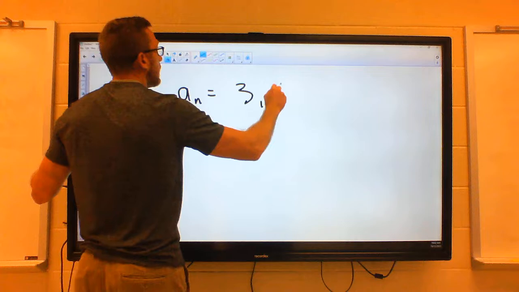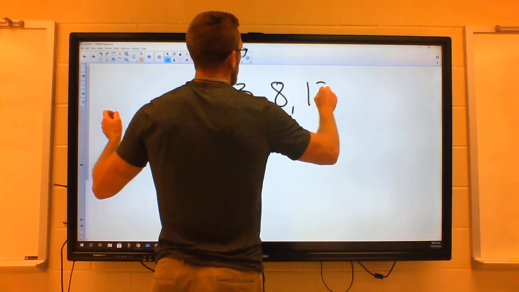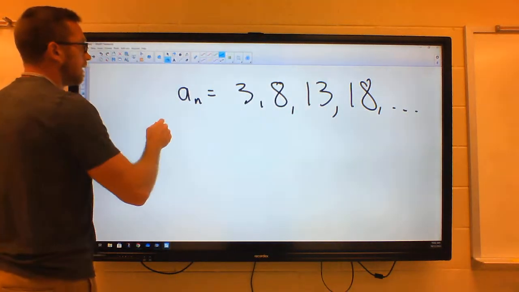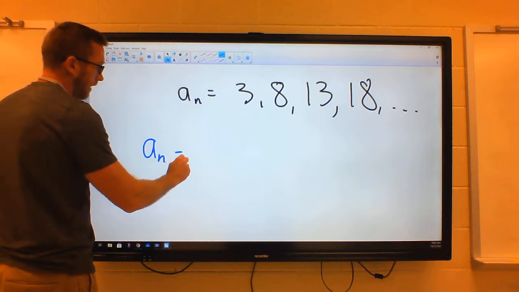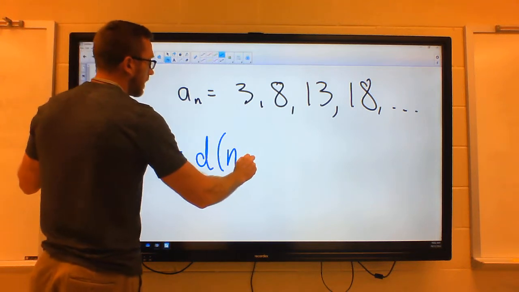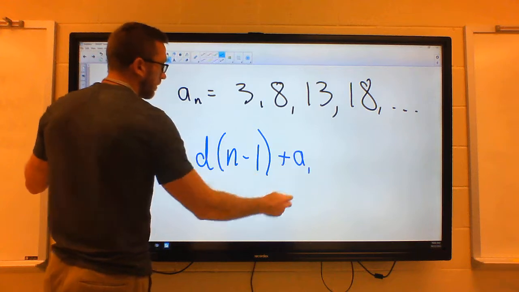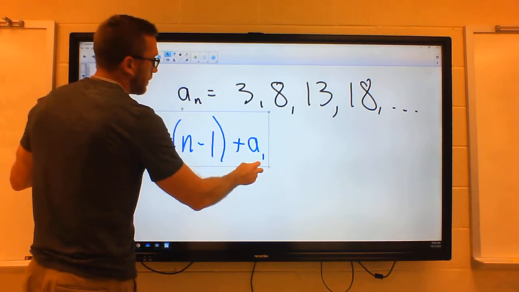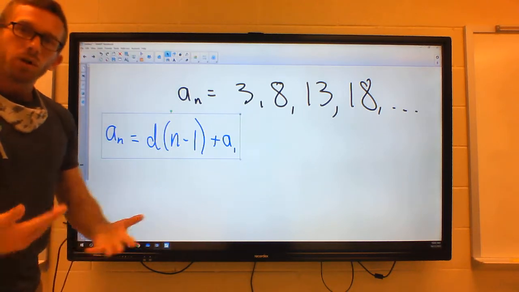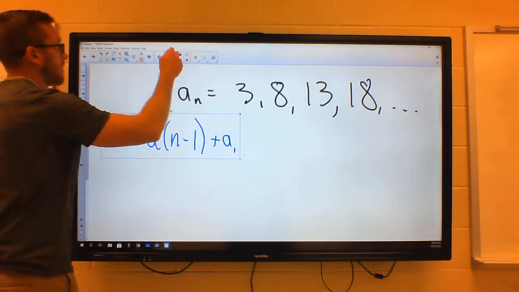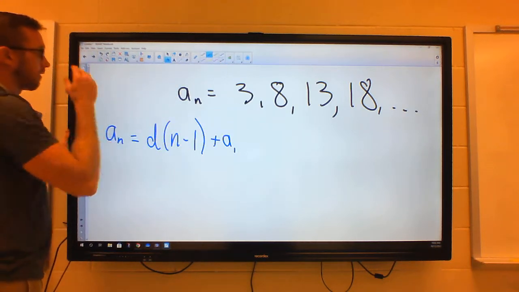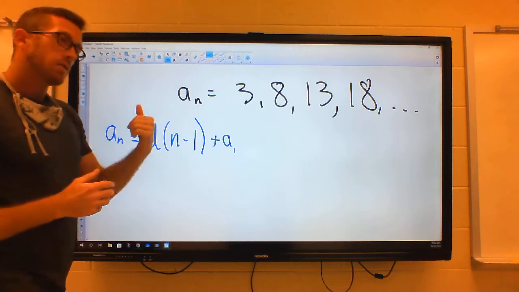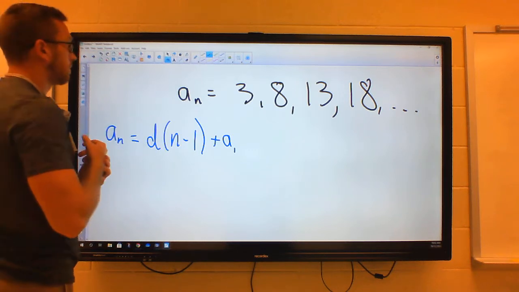an equals 3, 8, 13, 18, etc. Now, if we're going to use the an equals d times n minus 1 plus a1 formula, I'm going to do it this way first. I'm going to show you, you get the same answer either way. I'm going to do a couple problems like this, and then you can start choosing which way you want to use. I'm just showing you both ways to solve this, to find the explicit rule. Last Tuesday you found the recursive rule. This is the explicit one.